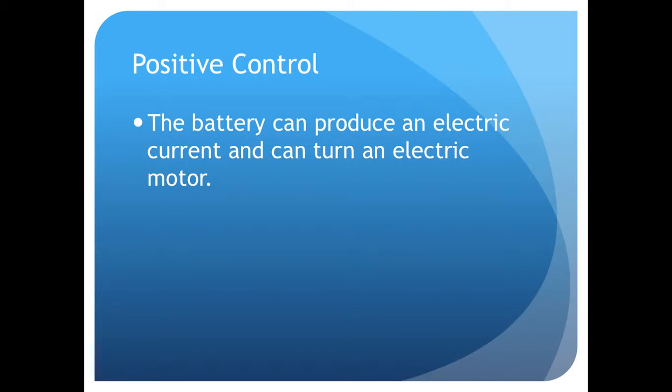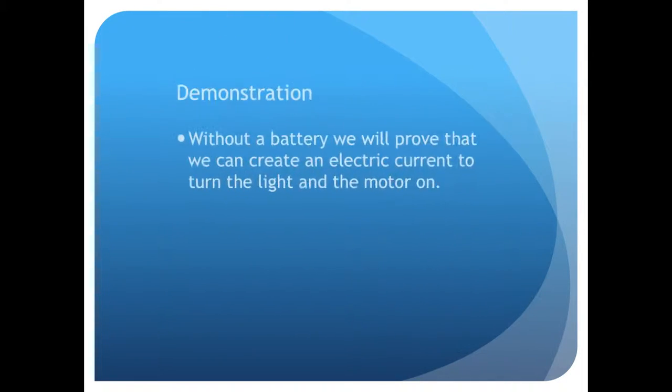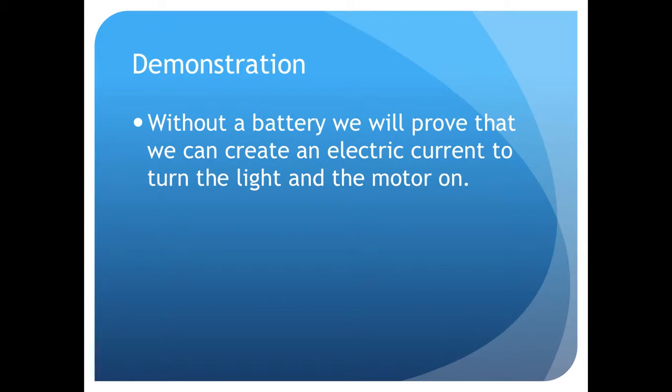So, like I said, the positive control, meaning the battery can produce an electric current, and so it turns on the motor or the light or whatever you're using. In our demonstration, without a battery, we will prove that we can create an electric current to turn on the light and the motor.